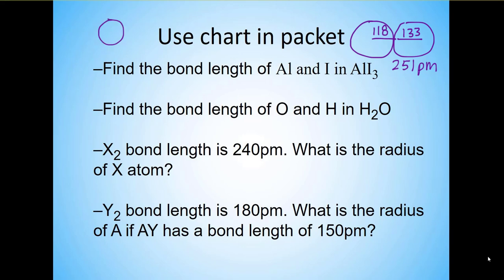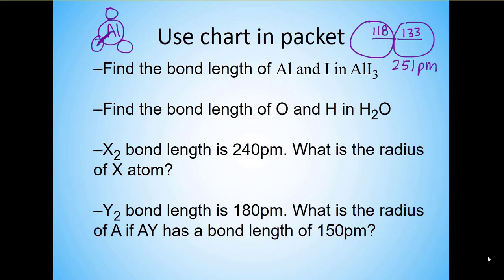The molecule itself has aluminum with 3 iodines around it, and we are just expected to find the length of one bond, not all 3. So don't go crazy and start multiplying things by 3. So it's always just adding up the 2 radii. The radius of one plus the radius of the second one, that is equal to the bond length. Let's do the next one.